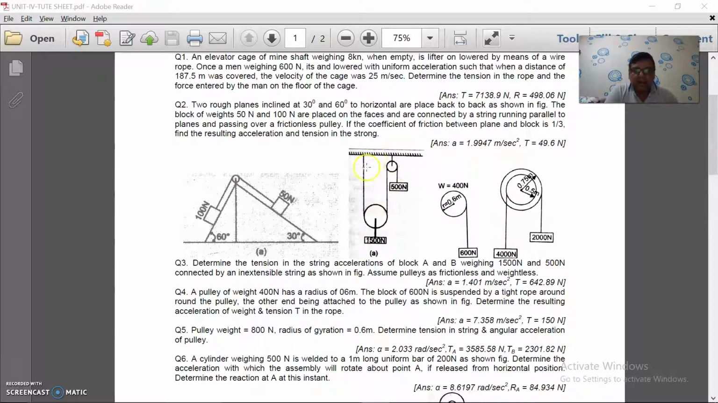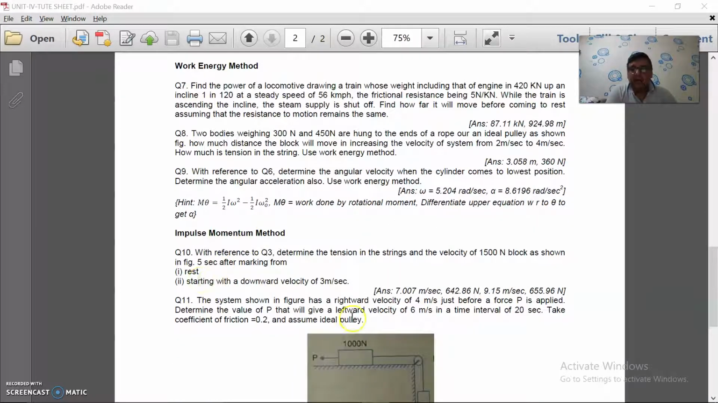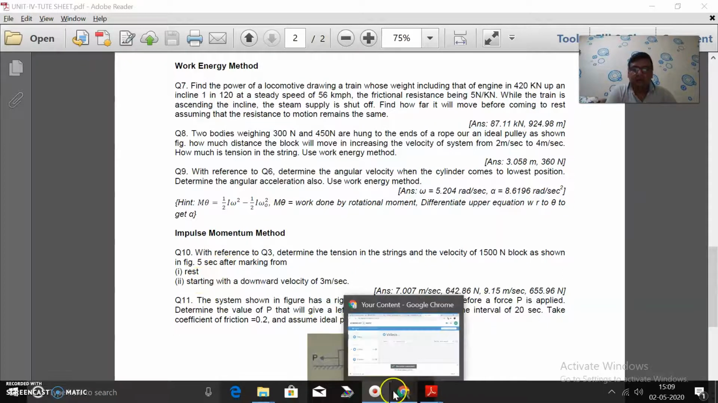This question belongs to this particular figure, and in this he is asking you to find out the velocity of this 1500 Newton block in two conditions. One condition is when the block is starting from rest, so the starting velocity will be 0, and another condition is when the starting velocity is 3 meter per second, right? And he is asking for the final velocity V after 5 seconds, right? So let us try to solve this numerical.